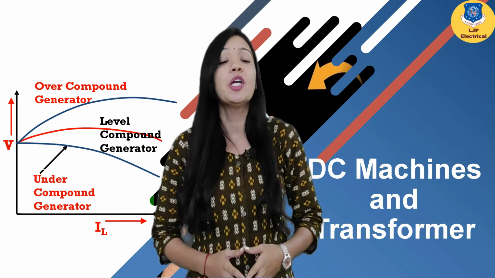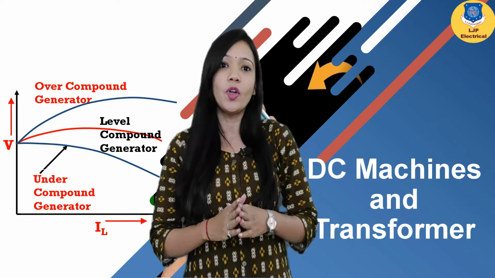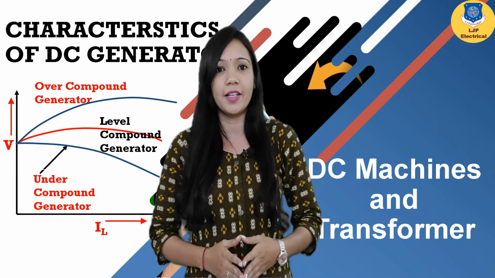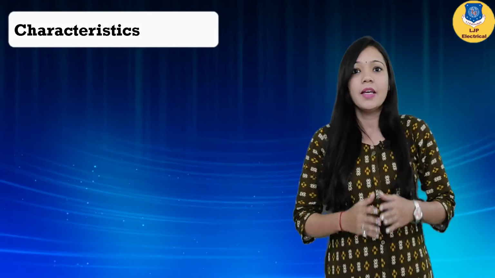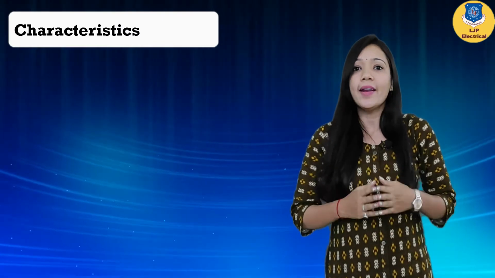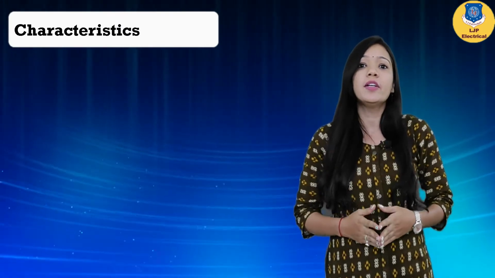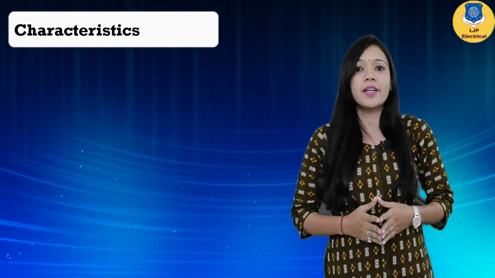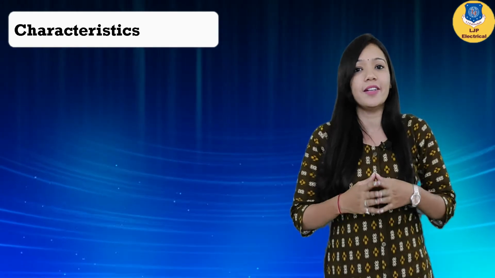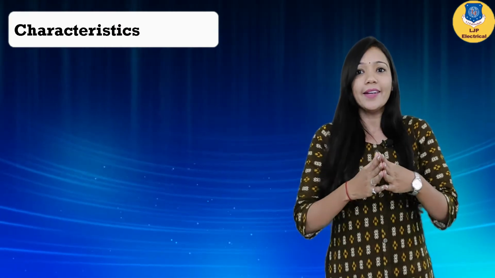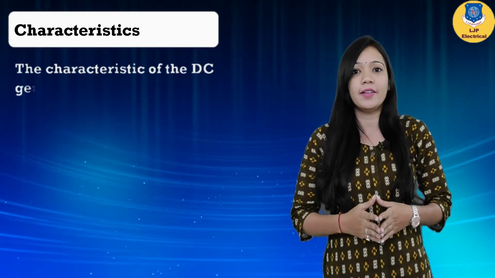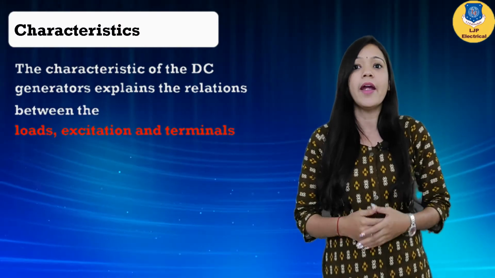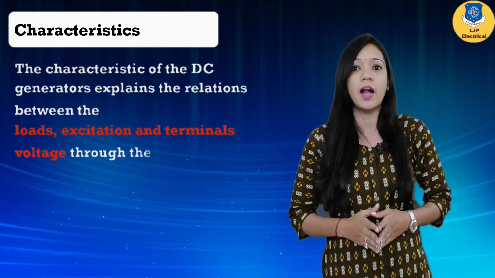Myself Sangeeta. Today we are going to discuss one more topic of DC generator, which is the characteristic of DC generator. So let's start. Characteristic. The characteristic is the graph between the two dependent quantities. It shows the steady state characteristic of DC generators. The characteristic of the DC generator explains the relation between the load's excitation and the terminal voltage through the graph.